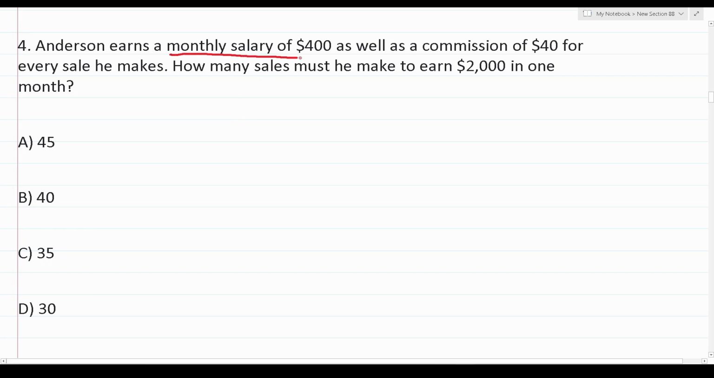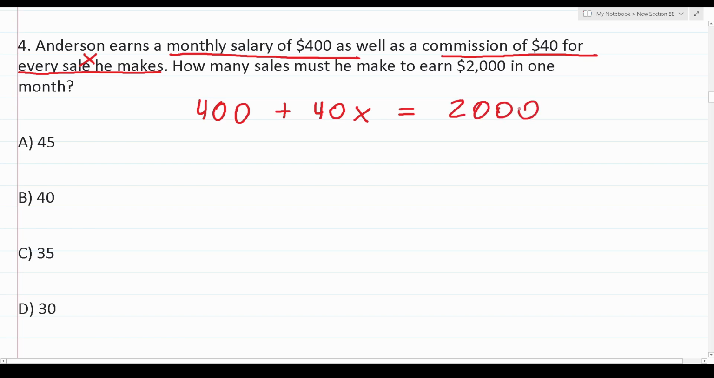Again, we're told his monthly salary is $400. So no matter how many things he sells, he's always going to make $400. In addition to that monthly salary, he also has a commission of $40 for every sale he makes. So that's going to be plus 40. And we don't know how many sales he makes. And in math, when you're dealing with unknowns, you typically represent those with letter variables. In this case, I'm going to let x refer to the number of sales he makes. And we want to know how many sales he has to make to earn $2,000 in total for the month. All right, so there's our algebraic expression. And now let's go ahead and solve it.